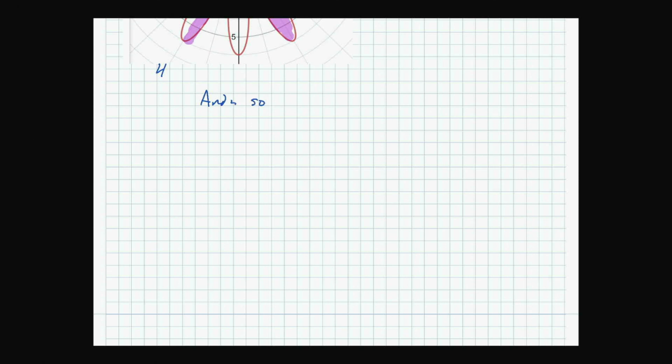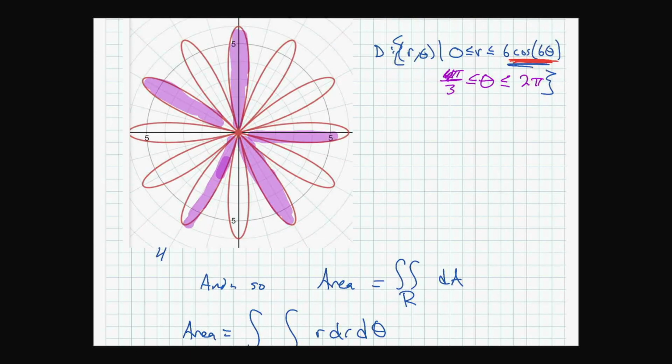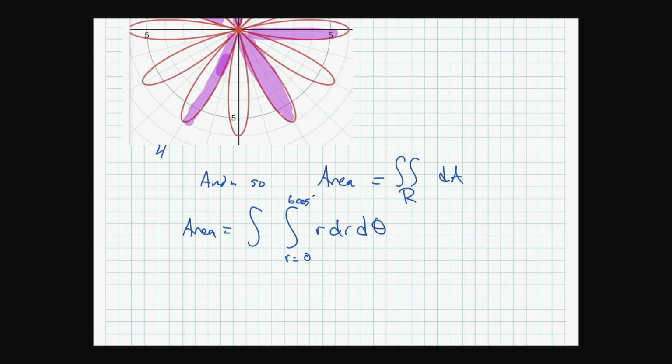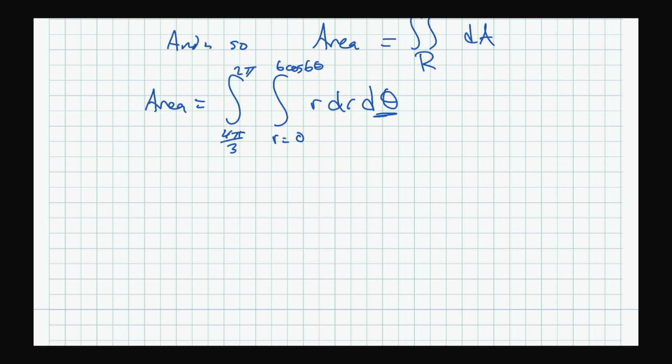And so the area, which is the double integral over R of just dA, is going to be a double integral. The dA, of course, is r dr d theta. But then r goes from 0 out to that curve, 6 cosine 6 theta. And then your theta goes from 4 pi over 3 to 2 pi because they said so. So that was actually much easier to set up than you think, and graphing it in Desmos was not strictly necessary. And then, of course, just solve it afterwards.